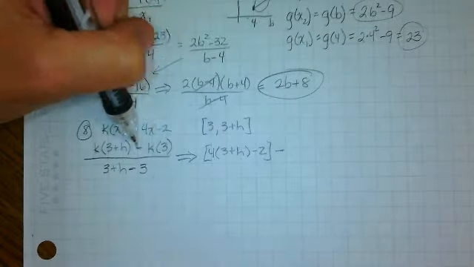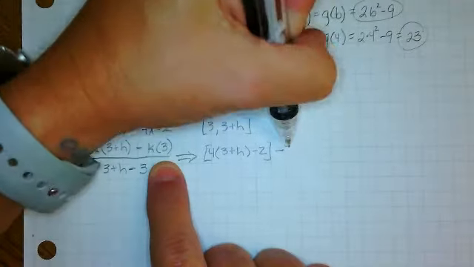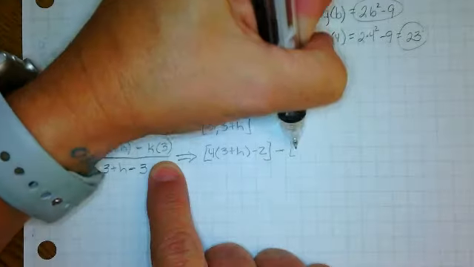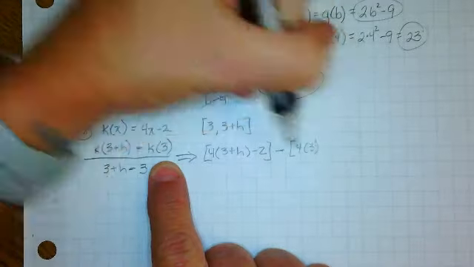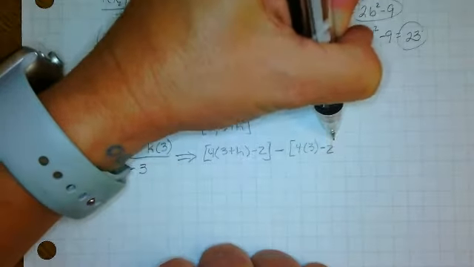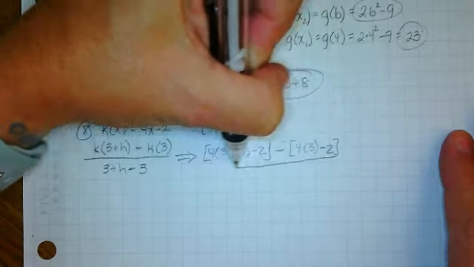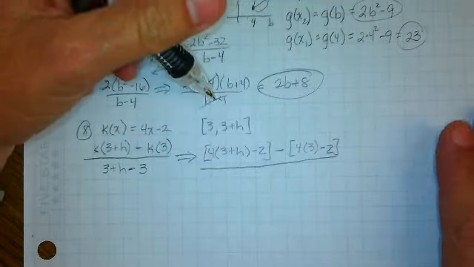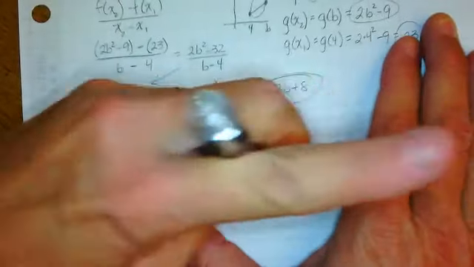Now think, this is just the first one. This is what k of x sub 2 is. Minus what you get when you put a 3 in. The rule is 4 times 3 minus 2.